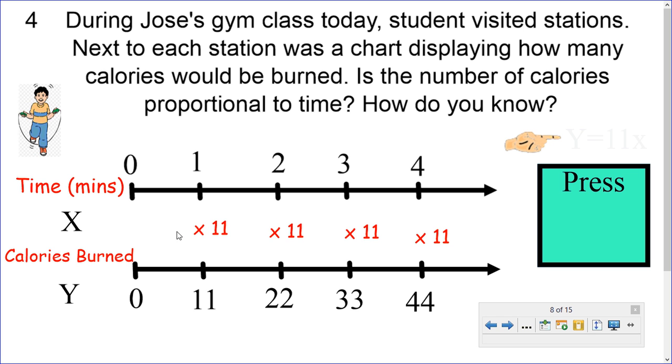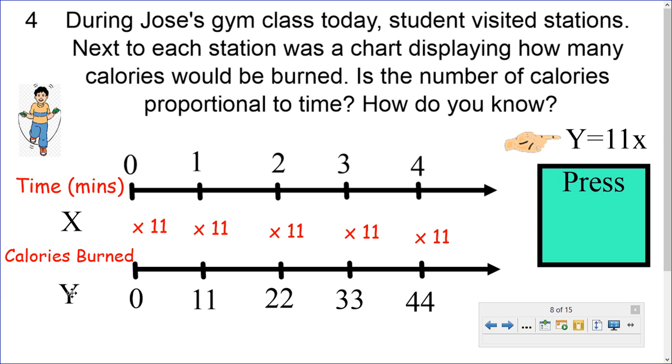Well, what if I didn't jump rope at any time, 0 minutes? Well, if I didn't jump rope any minutes, I assume I wouldn't burn any calories. So 0 times 11 gives me 0. So this holds true when I multiply the x value, which is the time, times 11. That'll give me the value of calories burned, which we called y. So we can make the statement y equals 11 times x, or 11x.